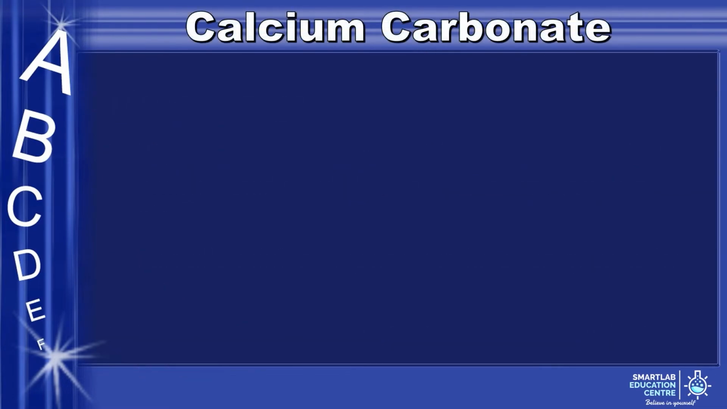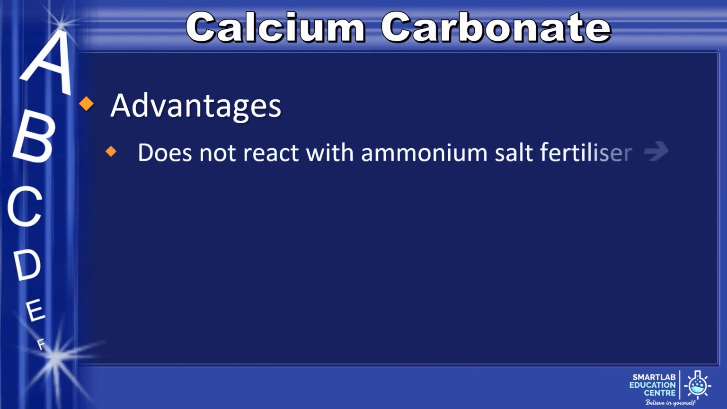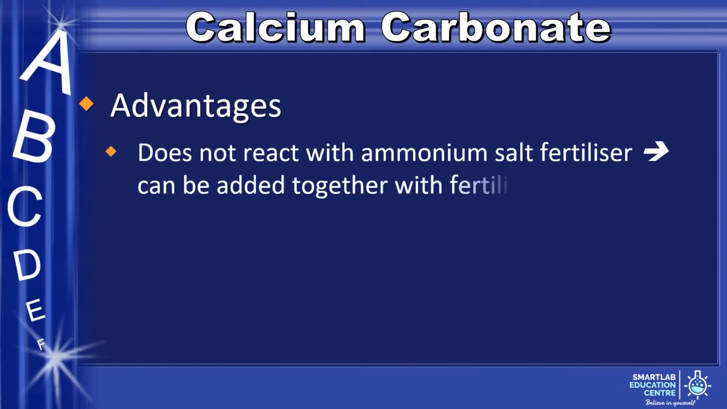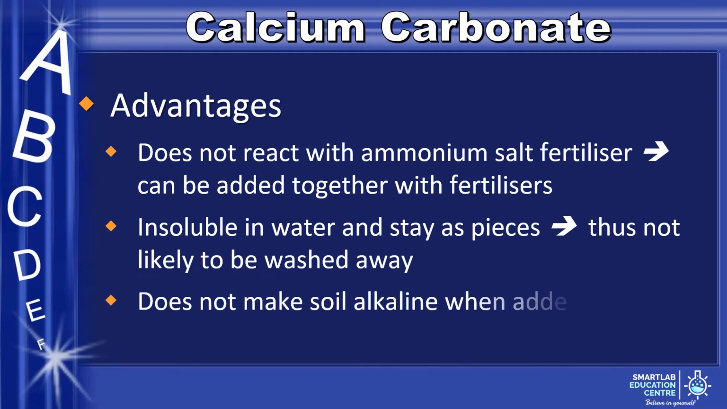On the other hand, calcium carbonate is much more advantageous. Calcium carbonate does not react with ammonium salt fertilizer and thus can be added together with fertilizers. It is also insoluble and thus not likely to be washed away, and finally, unlike calcium hydroxide, it does not make the soil alkaline when added in excess.